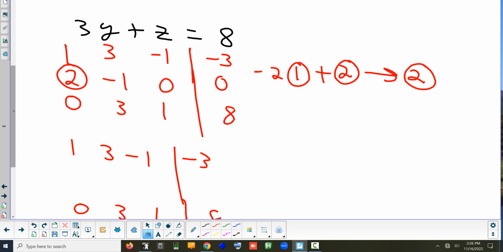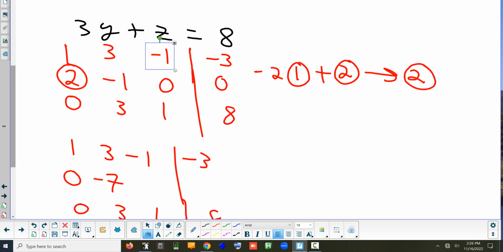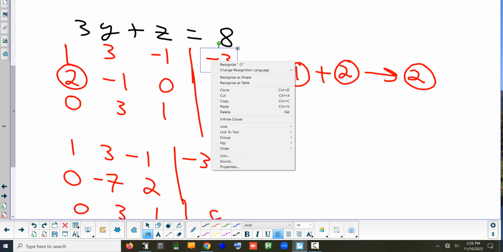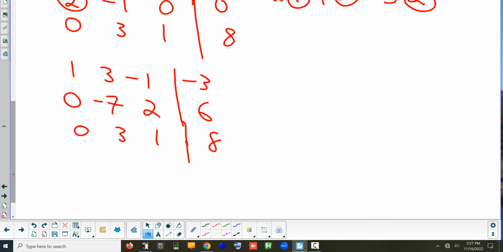Okay, so -2 times the top row added to the middle. 0. 1 times -2 plus 2 is 0. What's 3 times -2? Negative 6. Minus 1. -1 times -2, 2, plus 0, 2. -3 times -2, 6, plus 0, 6. Alright, so we've got a 1, we've got a 0, we've got a 0. That's great.